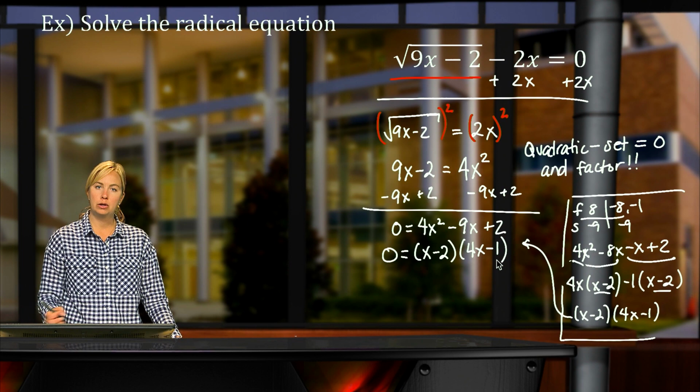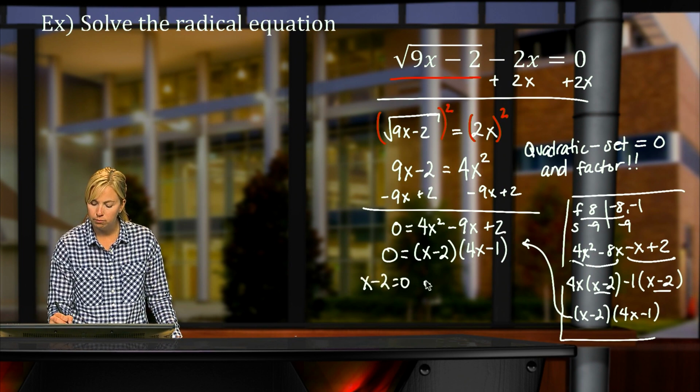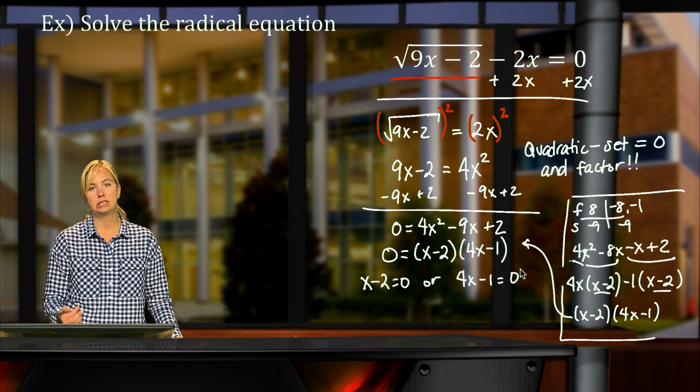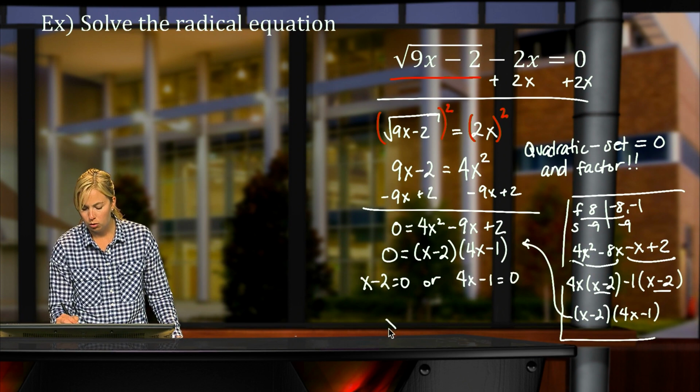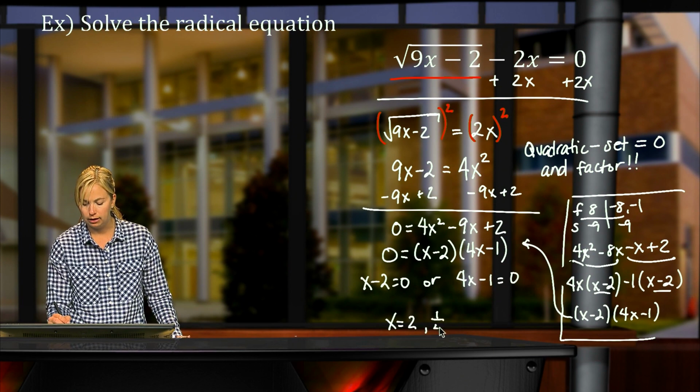Now we set each of those factors equal to 0. X minus 2 equals 0, or 4x minus 1 equals 0. And we solve these two equations. We'll get x equals 2. And from this one, we're going to get positive 1/4.